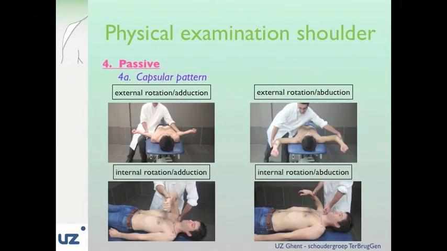Next, passive range of motion of the glenohumeral joint is checked on both sides. To measure the passive range of motion, the patient is in the supine position to exclude thoracoscapular motion. Four rotations are checked: external and internal rotation in adduction and external and internal rotation in abduction.